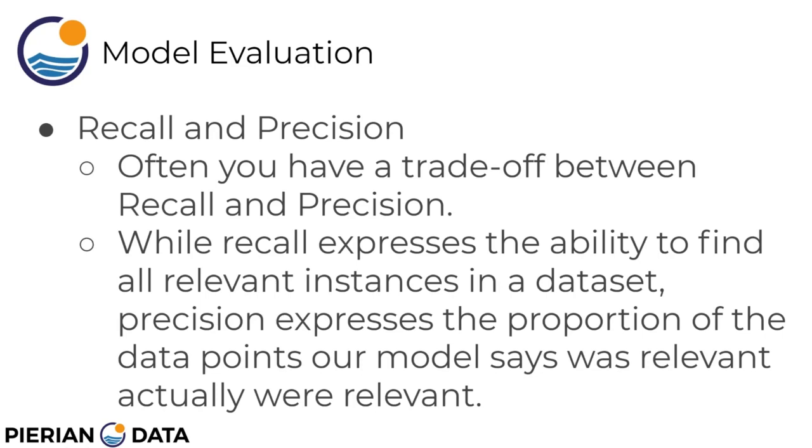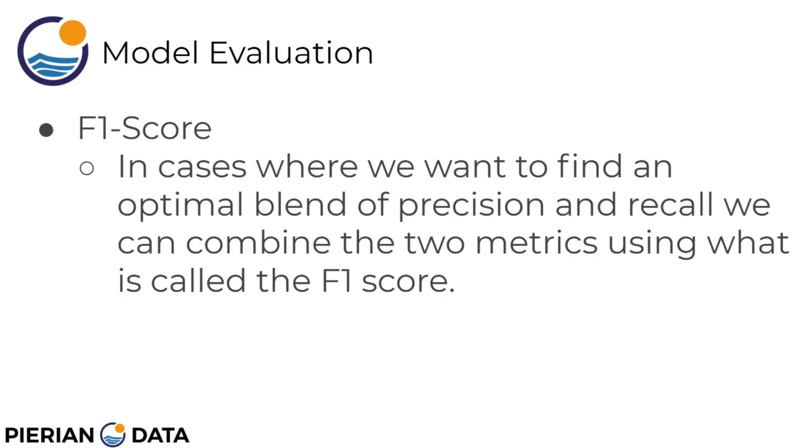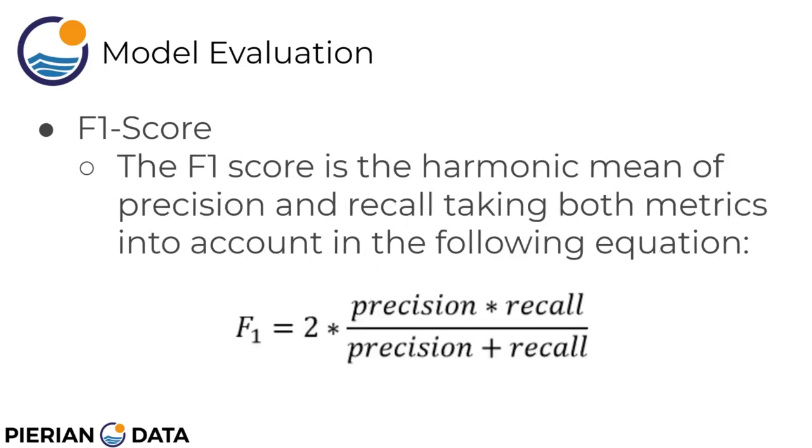Now, often you have a trade-off between recall and precision. While recall expresses the ability to find all the relevant instances in a dataset, precision expresses the proportion of the data points our model says was relevant that actually were relevant. And then F1 score is essentially a combination of these two. In cases where we want to find an optimal blend of precision and recall, we can combine the two metrics using what is known as the F1 score.